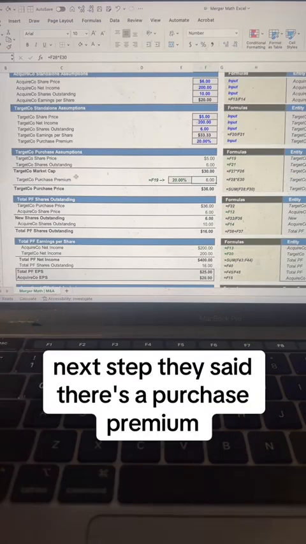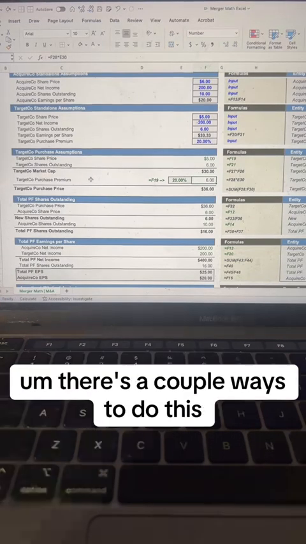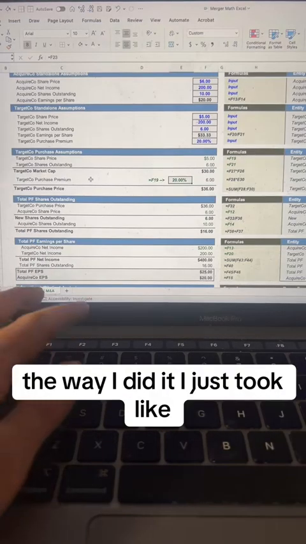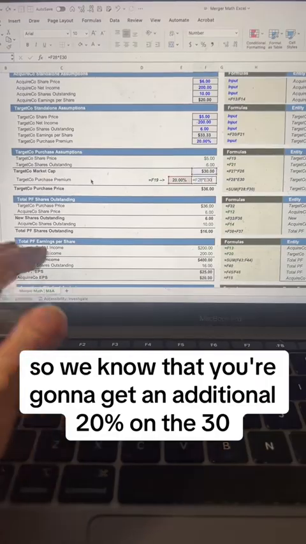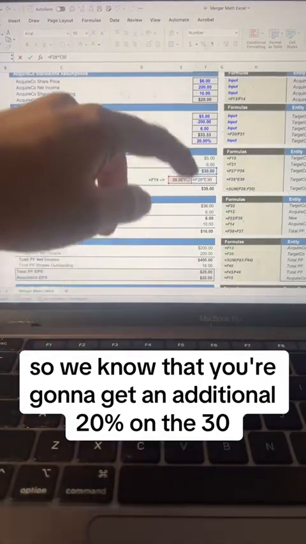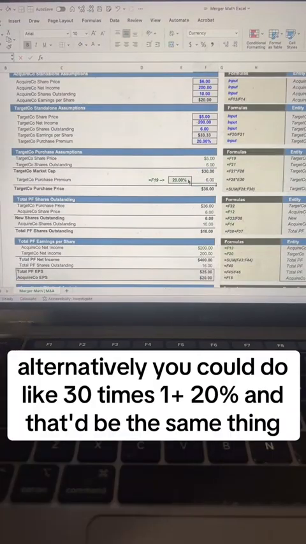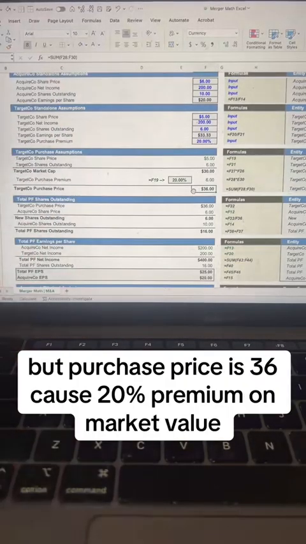Next step, they said there's a purchase premium. There's a couple ways to do this. It's super easy algebra. The way I did it, I just took 20%. So we know that you're going to get an additional 20% on the 30, so you can make it an addition. Alternatively, you could do 30 times 1 plus 20%, and that'd be the same thing. But purchase price is 36 because it's a 20% premium on market value.